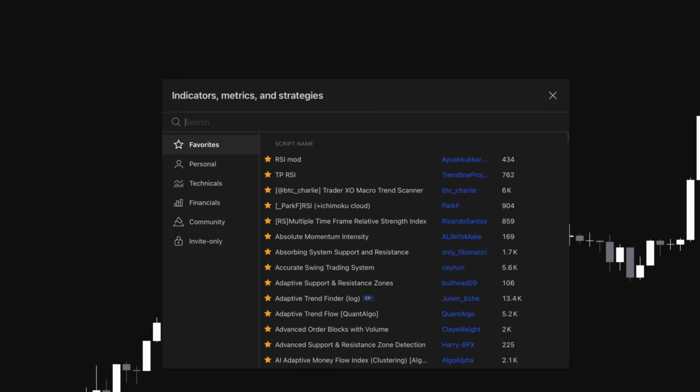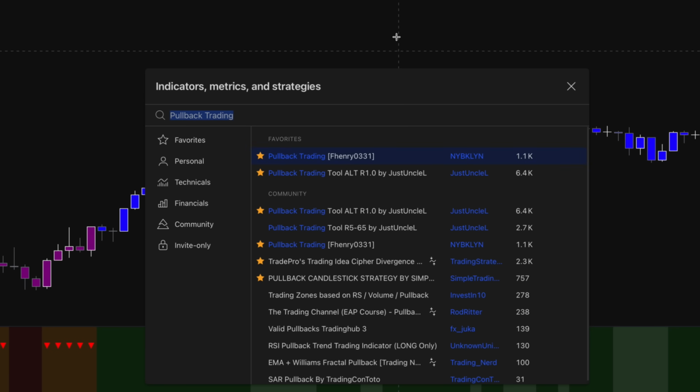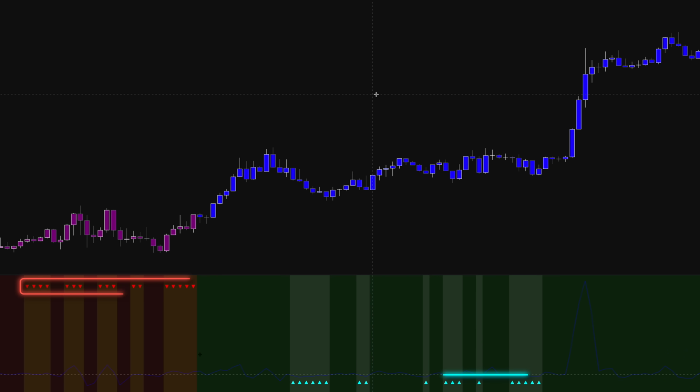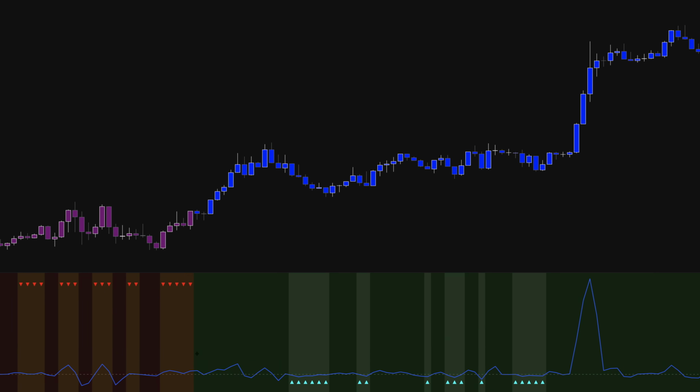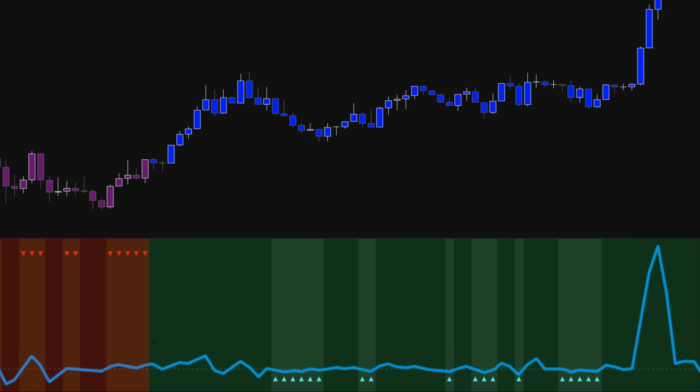Pullback trading. Created by Fenry0331, this Pine script indicator combines dual EMA trend identification with Elder's Force Index to detect retracement entries within established directional moves. It operates in a separate pane, displaying the Force Index oscillator alongside color-coded backgrounds and triangular signals marking pullback opportunities.